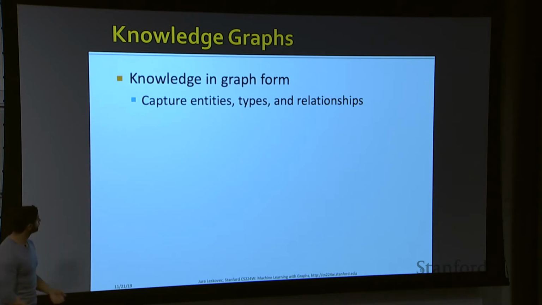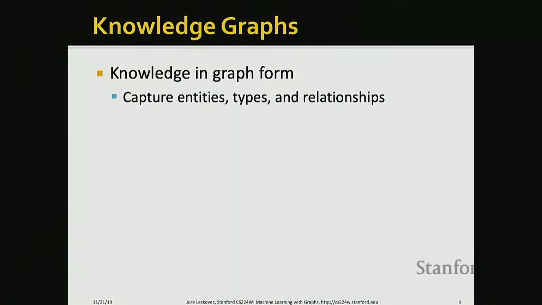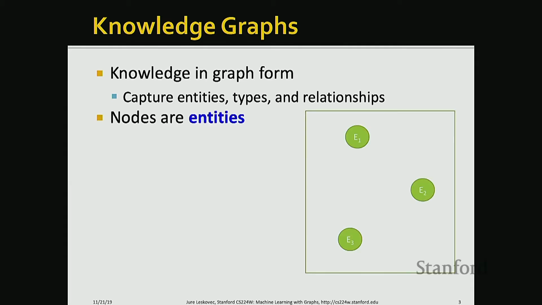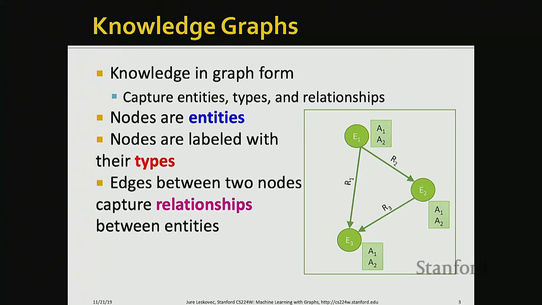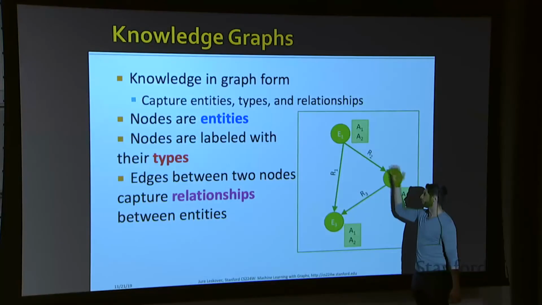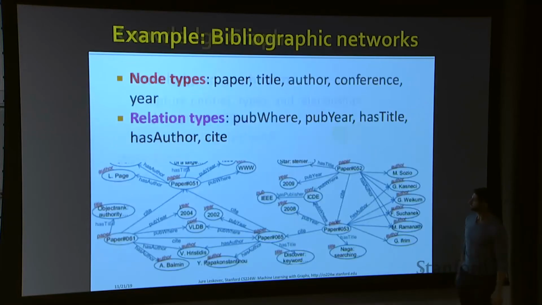Now, once again, what is a knowledge graph? We saw it a month ago, so it's clearly represented in a graph form. It helps us to capture entities, types, and relationships. In our case, the nodes are the entities in our graph, and usually our nodes are labeled with types. This could be the gender of a person or anything else, and then the edges between our nodes capture certain relationships between these entities, okay? So this could be a family relationship, like daughter, son, and so forth, okay?